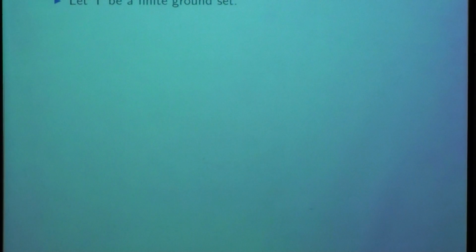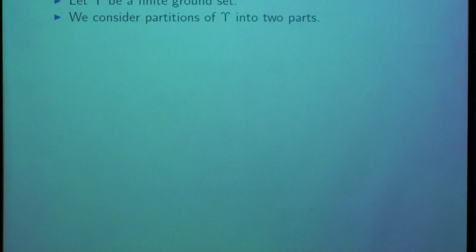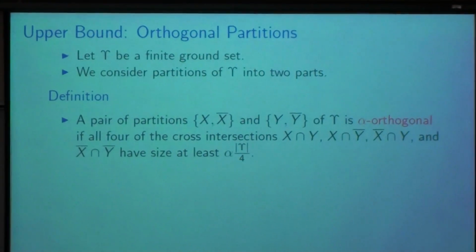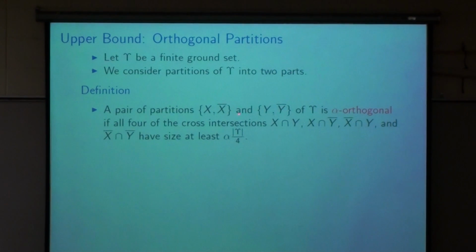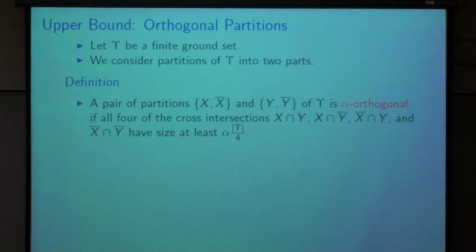The next lemma we need has to do with what we call orthogonal partitions. So let me tell you about those. We're working with a ground set, epsilon, just a finite set, and we're going to be considering partitions of this ground set into two parts. And if you have a pair of partitions, x and the complement of x, the complement always with respect to the ground set, right?